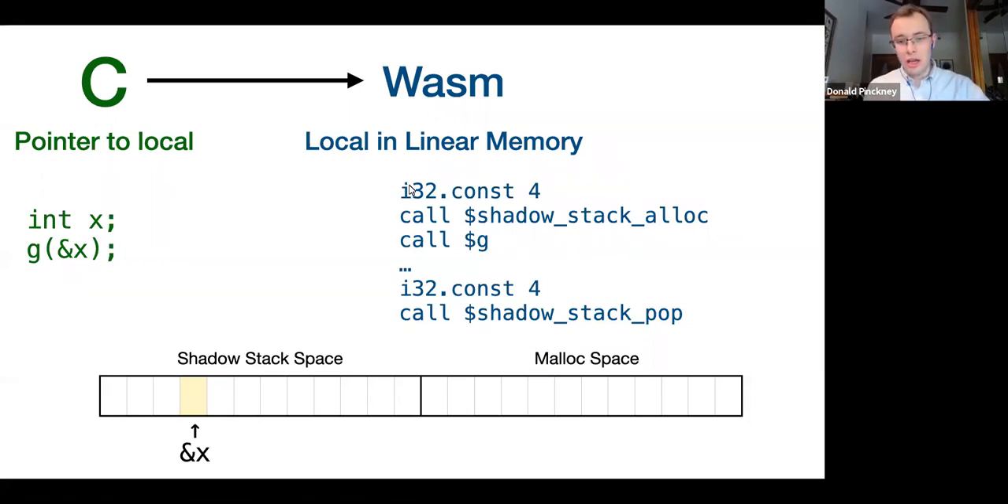So in this code, when you want to allocate s onto the shadow stack, you would have to emit WebAssembly code which would push something onto the stack for s, and then pass that pointer to g, right? And then in the epilogue of the function, it would pop the shadow stack. Okay.